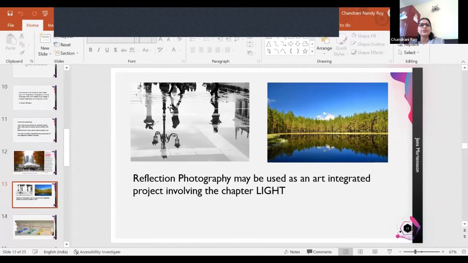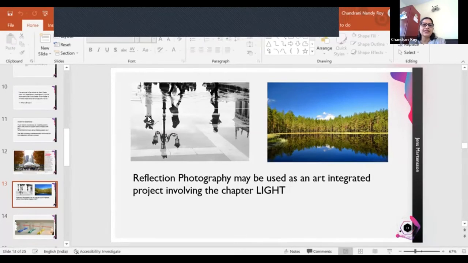So I just have two examples here. This is from a road, actually, where there was waterlogging. And you can see how inverted the images are, because these are all reflections. And this lake surface is a natural reflecting surface and has been used to take a beautiful photograph of the clear water and the sky and the vegetation which is there.